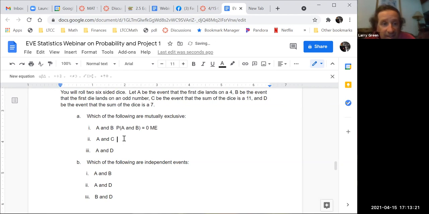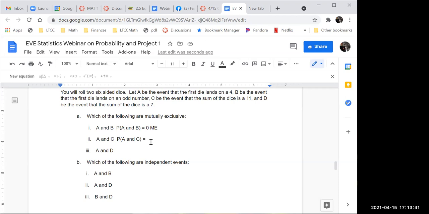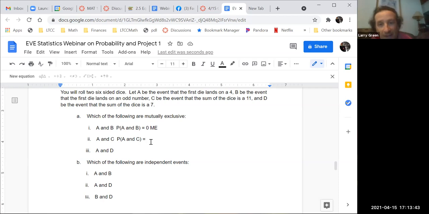Okay, let's look at A and C. What's the probability of A and C? So A is the event the first is a 4. C is the event the sum is an 11. What's that probability? Zero, because if the first is a 4, then the second would have to be a 7, but there is no 7 on a die. So that is 0. So also mutually exclusive. So far, those two are.